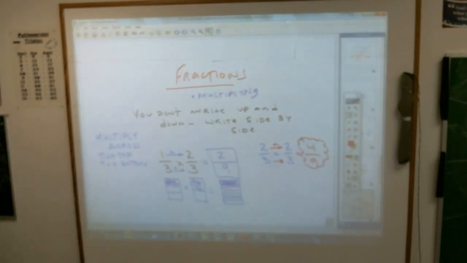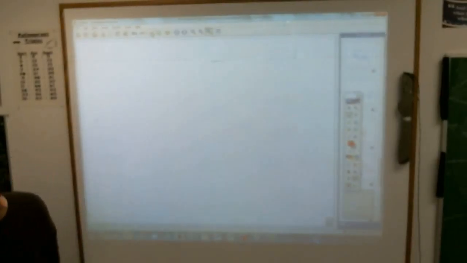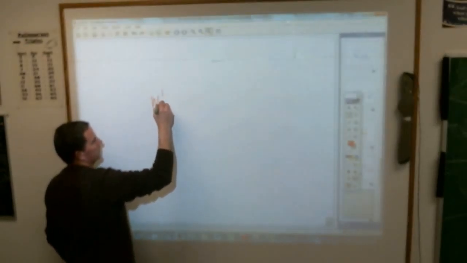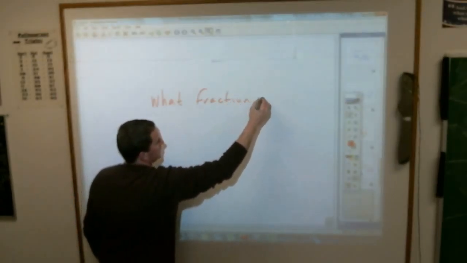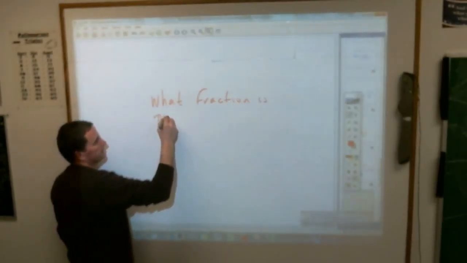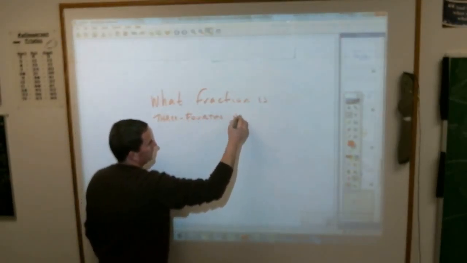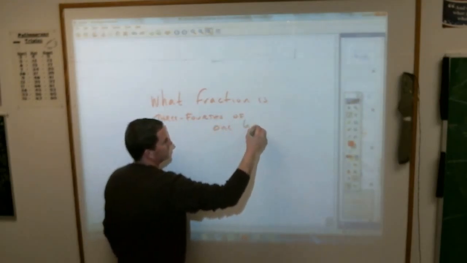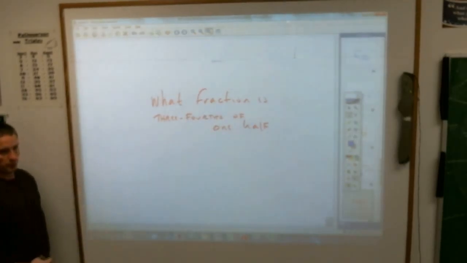Now, one thing you do have to watch out for is this. Here is a question. It says, you will now be able to answer problems that are like this. The question is, what fraction is 3/4 of 1/2?